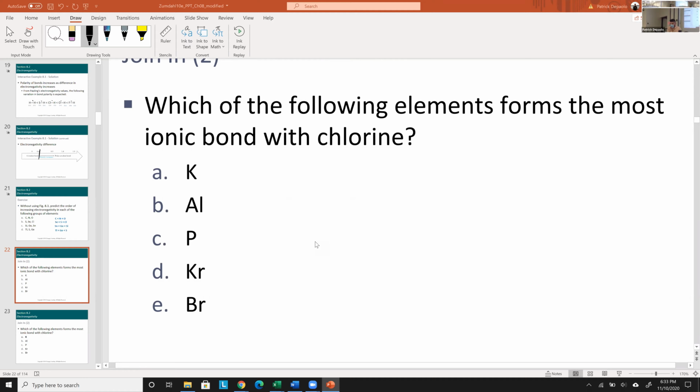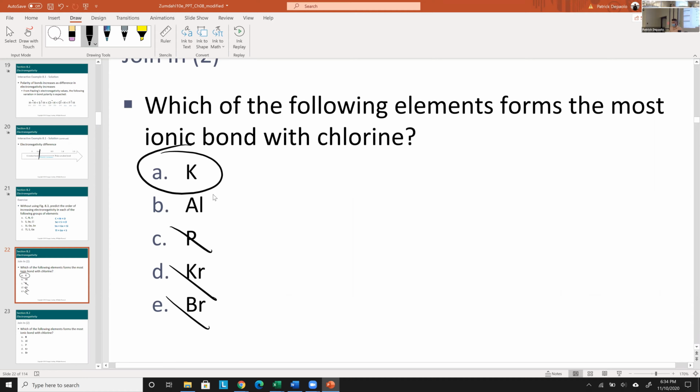So I don't like this question at all, because you either have ionic or not ionic. It's not most ionic. I mean, I guess there is, but what they're getting at here is which one has the biggest difference in electronegativity with chlorine. It's going to be potassium, right? Because potassium is all the way to the left. The other ones are kind of in the middle. Phosphorus, krypton, and bromine, those are nonmetals, so they're not in the equation at all.